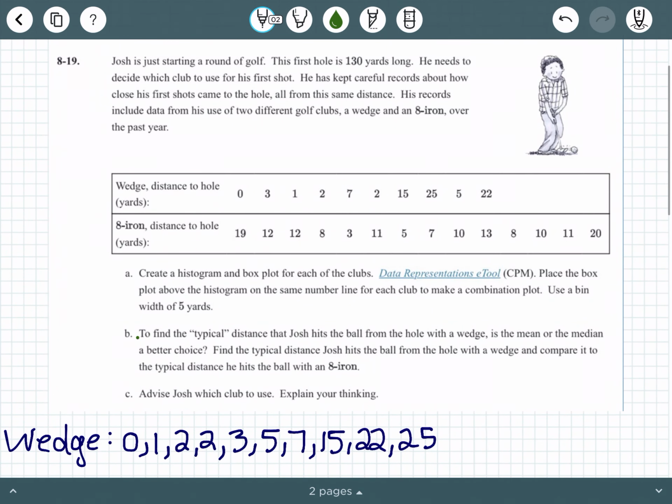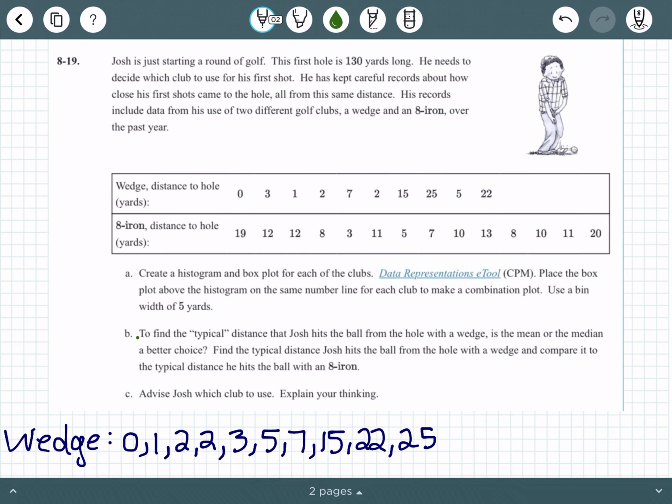All right, let's have a look at problem 819. Josh is just starting a round of golf. This first hole is 130 yards long. He needs to decide which club to use for his first shot. He has kept careful records about how close his first shots came to the hole, all from the same distance.